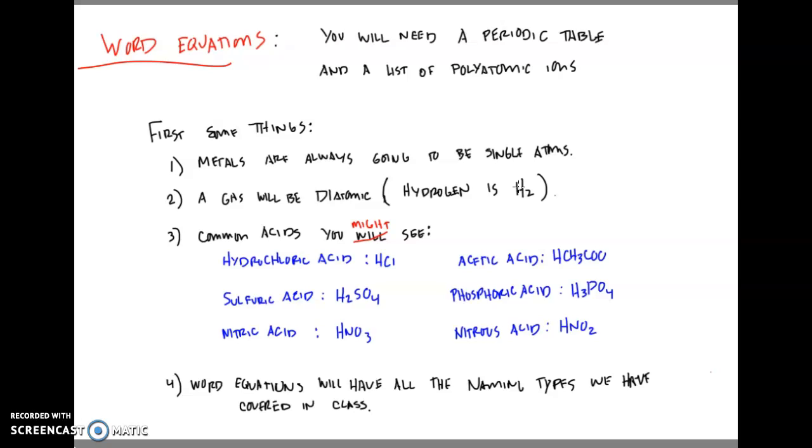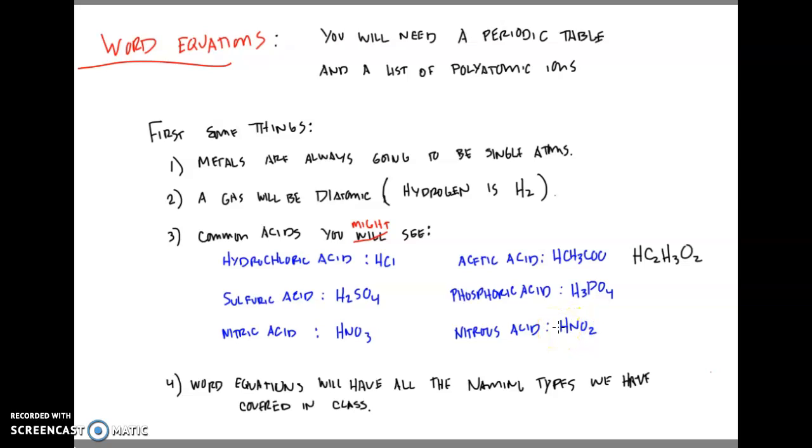So we have sulfuric acid, which is H2SO4, nitric acid, HNO3, acetic acid, which is HCH3COO. There's another formula for that, which I should give you. It's also HC2H3O2. So either one of those would be considered acetic acid. Phosphoric acid is H3PO4, and nitrous acid is HNO2. The only difference between nitric and nitrous is one missing oxygen.